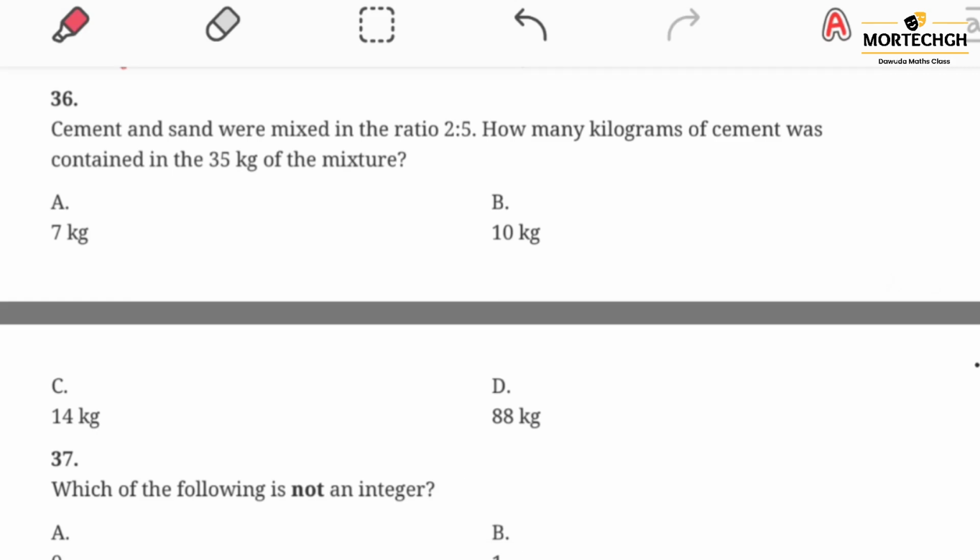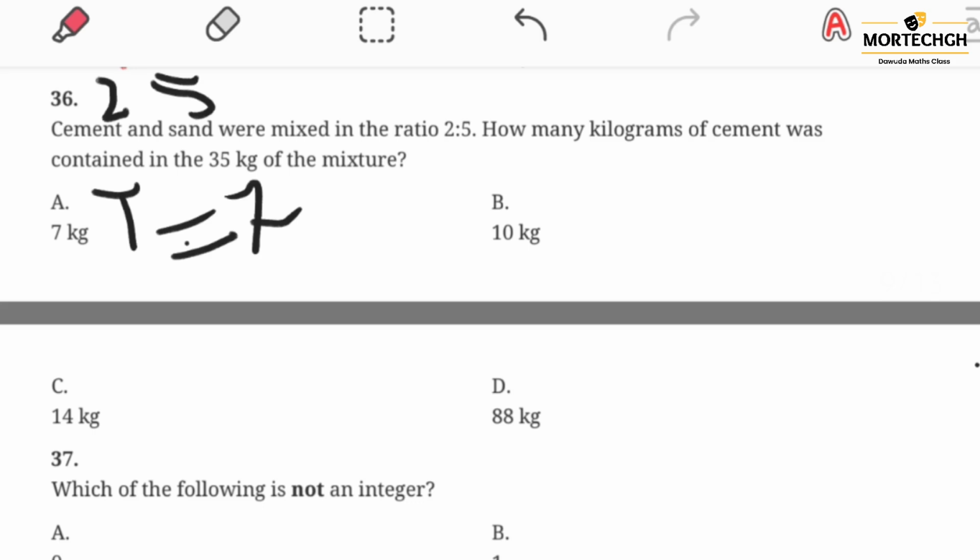Question 36. Cement and sand were mixed in the ratio 2:5. How many kilograms of cement was contained in the 35 kilograms of the mixture? So the ratio of cement is 2, and that of sand was 5, right? And we are asked to find how many kilograms of cement was contained in the 35 kilograms of the mixture. So we first have to find the total ratio, which is equal to 5 plus 2, which will give you 7. So total ratio is equal to 7.